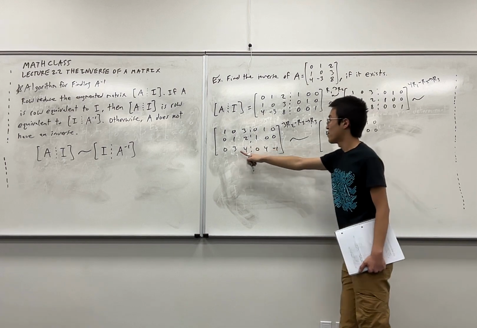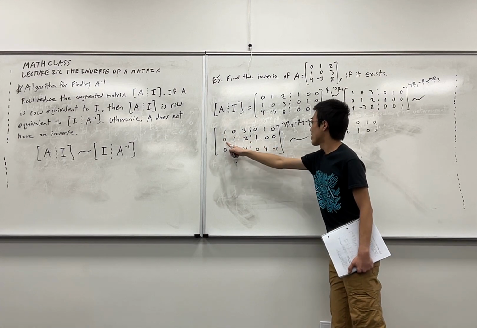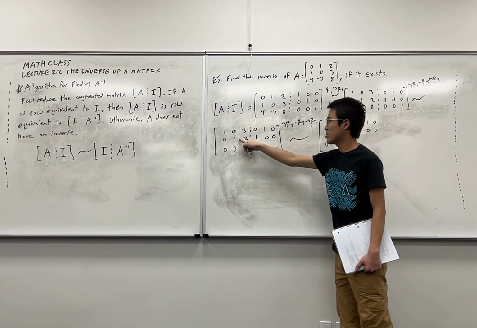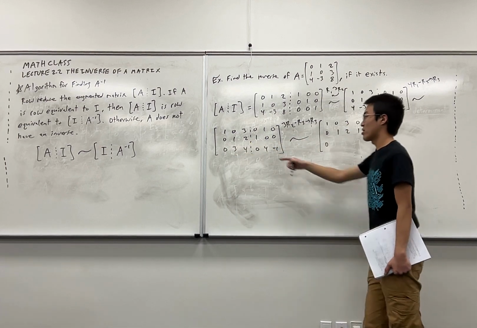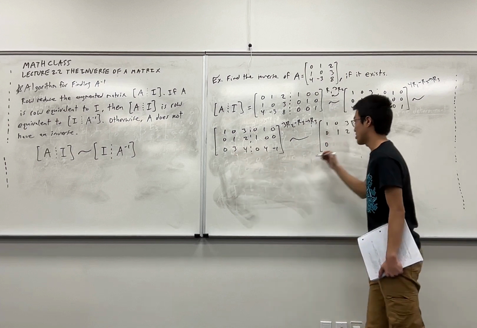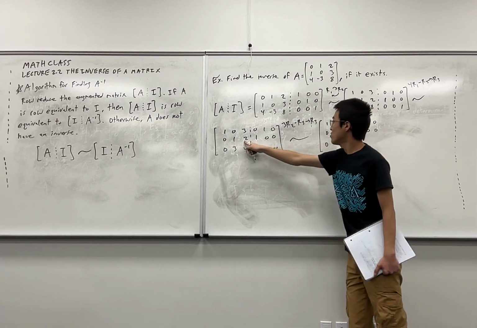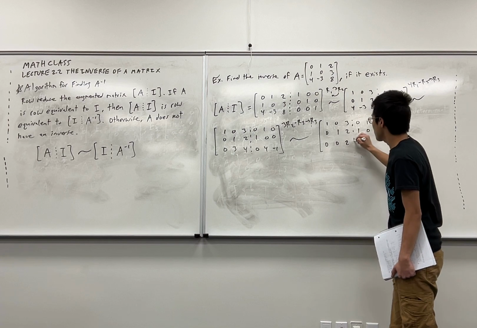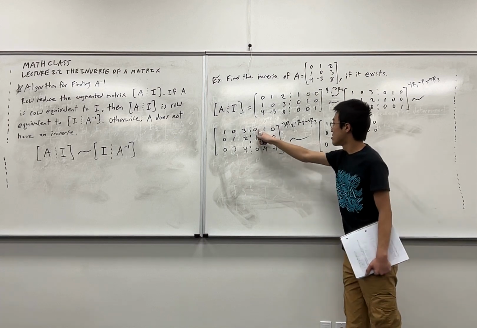And now, 0 and 0. 3 times 3 minus, 3 times 1 is 3, and subtract 3 is 0. 2 times 3 is 6, and 6 take away 4 is 2. 0 and 0.